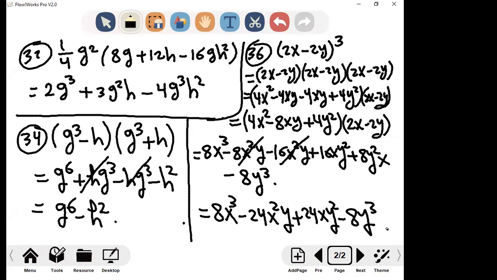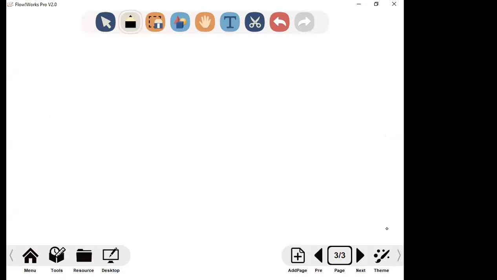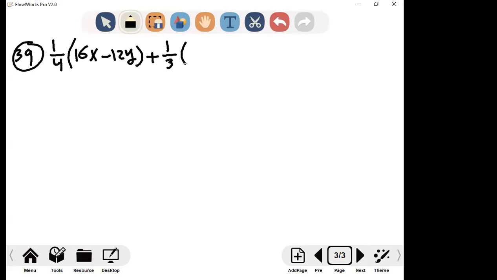Let's do question 39. Okay? 39. We have fractions there. Question 39. We have 1 over 4 multiplied by 16x minus 12y, plus 1 over 3 multiplied by 9x plus 3y.